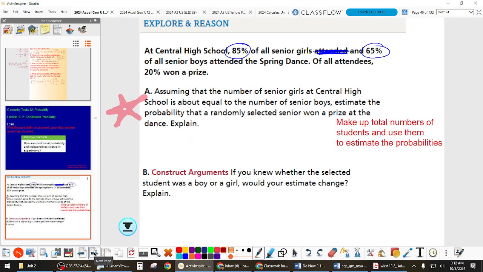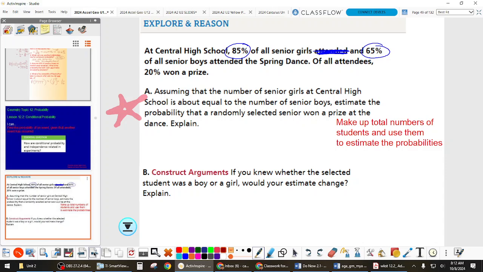So we looked at this weirdly worded question of 85% of all senior girls and 65% of all senior boys attended some dance. 20% of them won a prize. The big focus, I put a star here because we need to do it, but the big focus was this. If you knew whether the selected student was a boy or girl, would that change your probability? And we said yes. Why? Yeah. It was not an equal percentage. Okay?